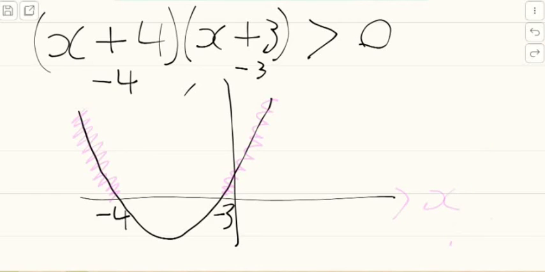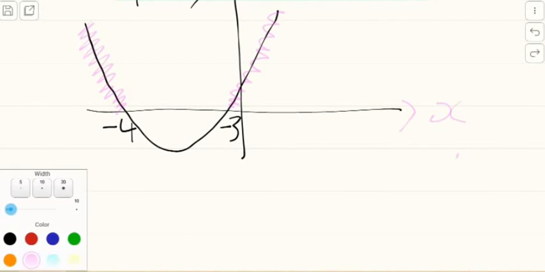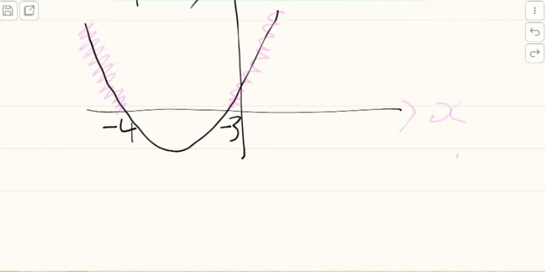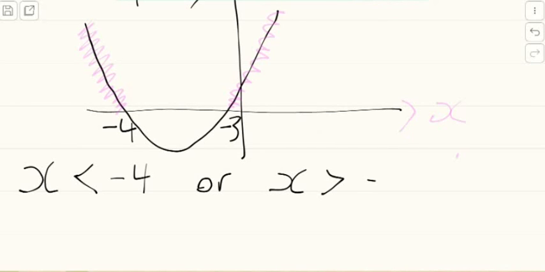So we must be very careful. That having been said, we're interested in the bits where x is less than minus 4 because it's to the left of minus 4. So we say x is less than minus 4, or when x is greater than minus 3 because it's to the right of it. Notice how with this one, it's two separate inequalities because it's impossible for something to be less than minus 4 and greater than minus 3 at the same time. So we have to write them as two separate inequalities. And that's it.